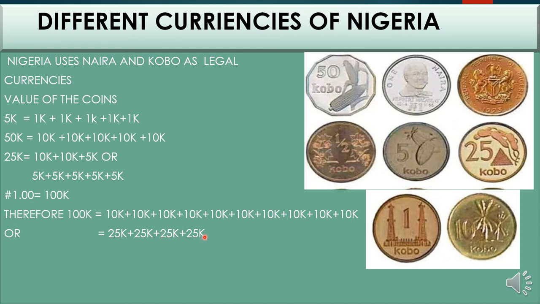Now this is 25 into 4 places. 25 plus 25 is what? 50. Now 50 plus 25 is 75. Now 75 plus 25 will give us what? 100 kobo, which is 1 naira. That means if you bring 4 of these 25 kobos, I will give you 1 naira. Okay? You have to bring 4 of these, then I will give you what? 1 naira.